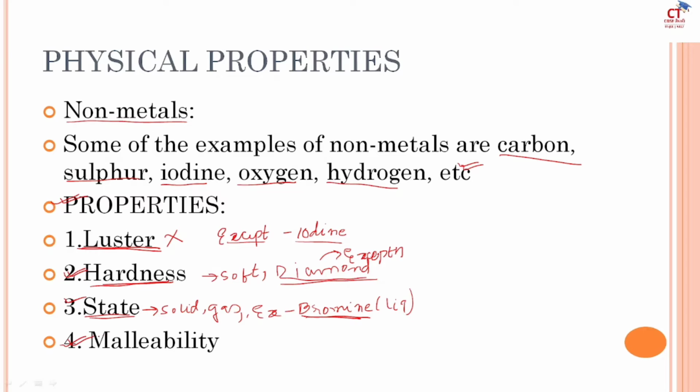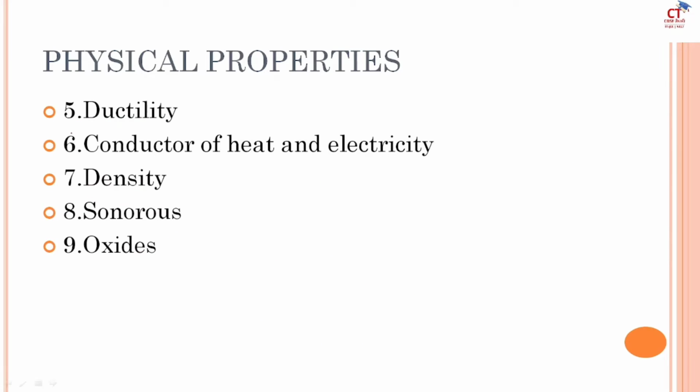Malleability, that is whether it can be beaten into a thin sheet or not. Non-metals do not show this property, that is they are non-malleable. Okay. Ductility. Ductility is whether they can be drawn into a thin wire or not. Non-metals are non-ductile, that is they again do not show this property.